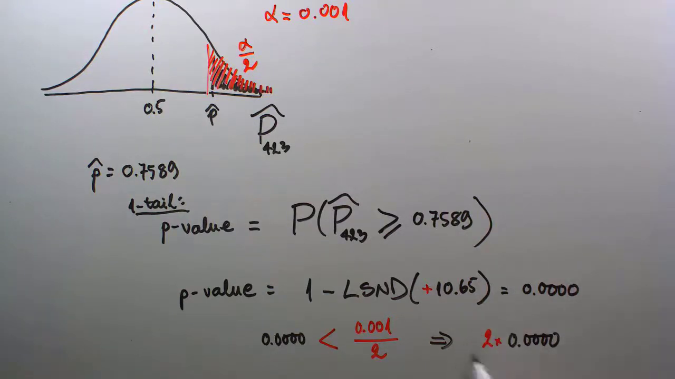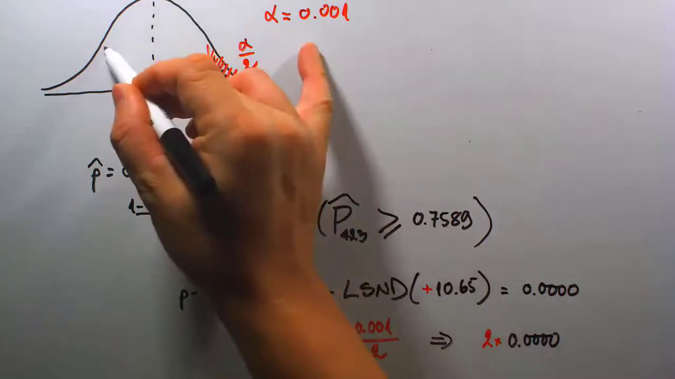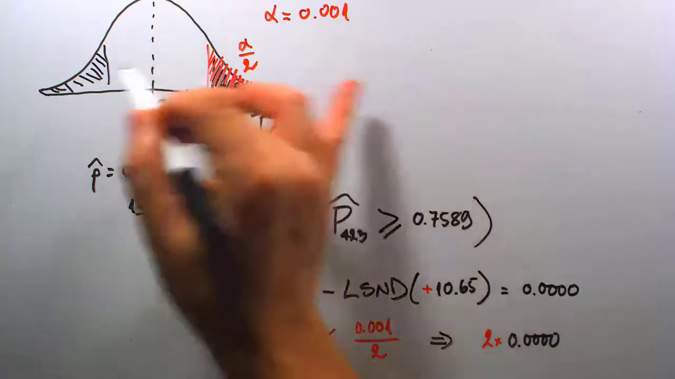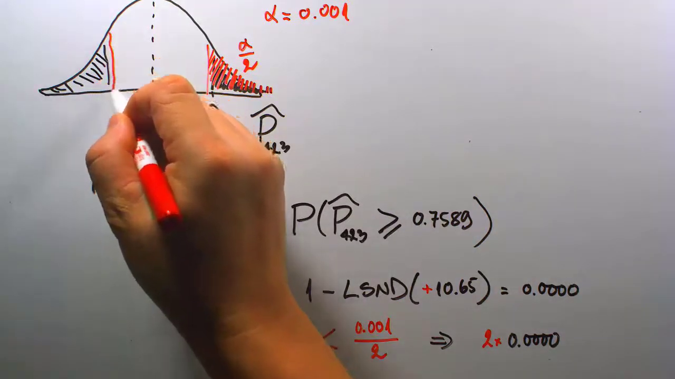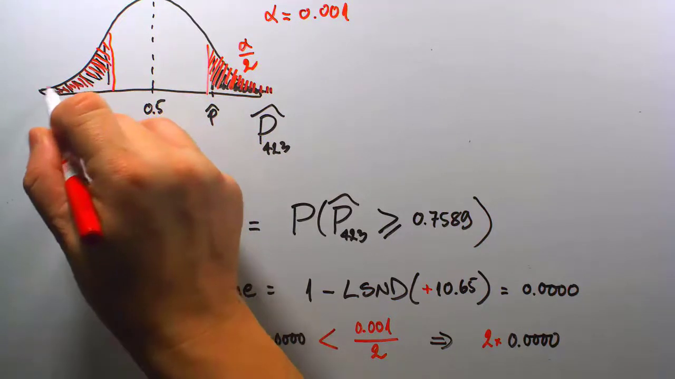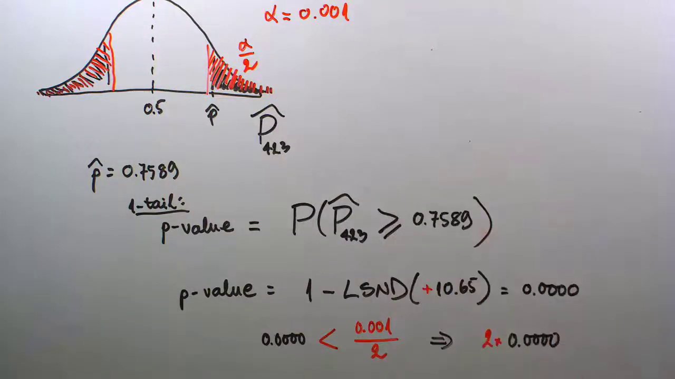So now doubling this p-value would mean there would be another area in black right here, because our black shaded area is here, and doubling it means there's another area out there. Now we can compare our double of the one-tail p-value with our total significance level. That is going to be the final comparison that we want to arrive at. So it reads 2 times 0.0000 is still less than 0.001 here, and this is now our total two-tail significance level.